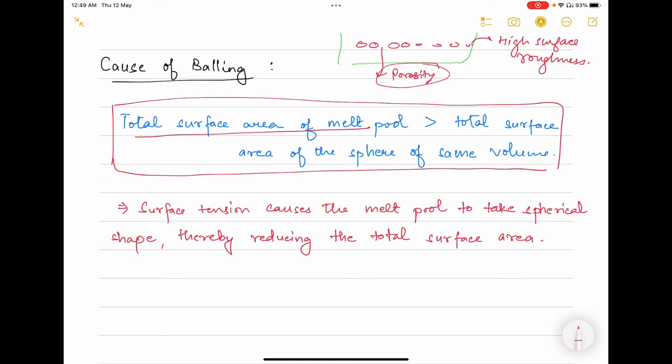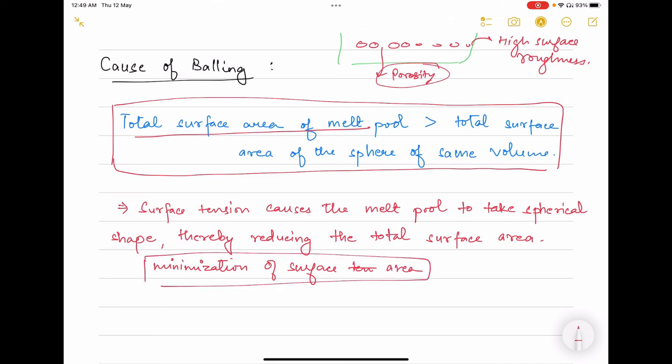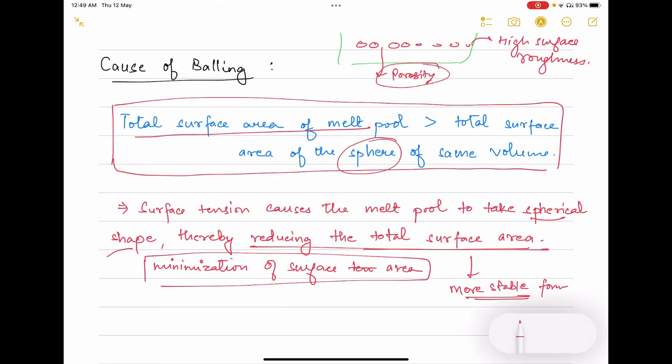In such a case, surface tension acts, and it always moves towards minimization of the surface area. As a result, instead of the melt pool, we have spherical shape beads. Hence, surface area is reduced and we have a more stable form. But this stable form causes distortions of the part, by bringing in porosity and high surface roughness.